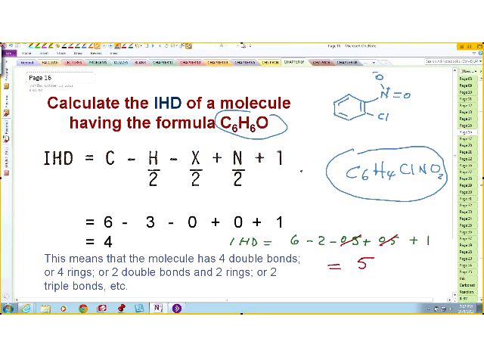Wait, question. 4? No, it's 5. It's 3 double bonds in the ring, and then it's a double bond. Oh, because of the actual ring. Yes, you have the nitrogen-oxygen double bond also.